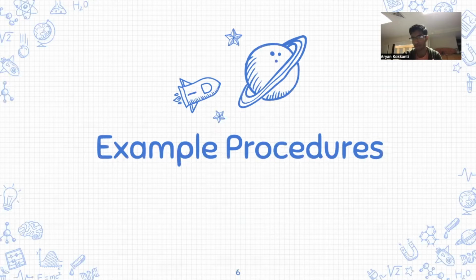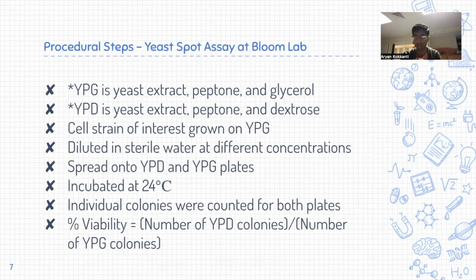So what are some example procedures? Well, we can start with the yeast spot assay that was used at the Bloom lab. For a bit of context, YPG is yeast extract, peptone, and glycerol. YPD is the same thing, but instead of glycerol, dextrose is used, which is a type of glucose. So in this procedure, the cell strain of interest is grown on a YPG medium, and then it's continually diluted in sterile water at different concentrations.